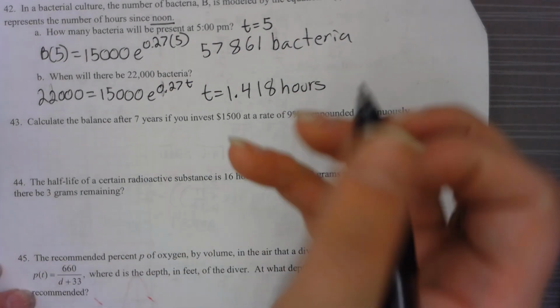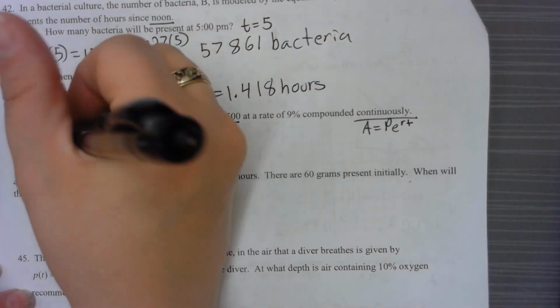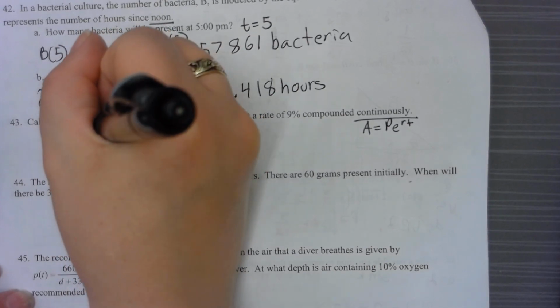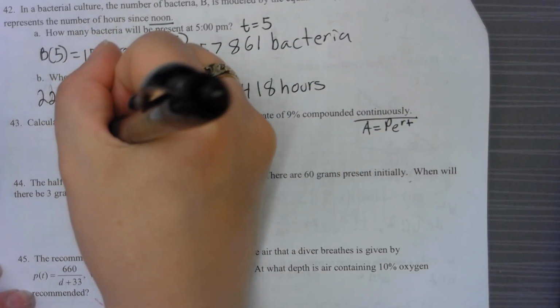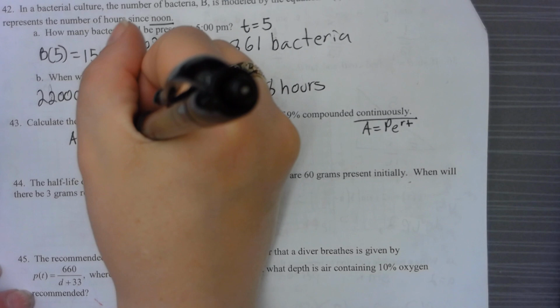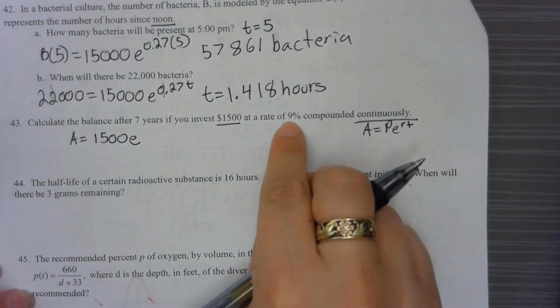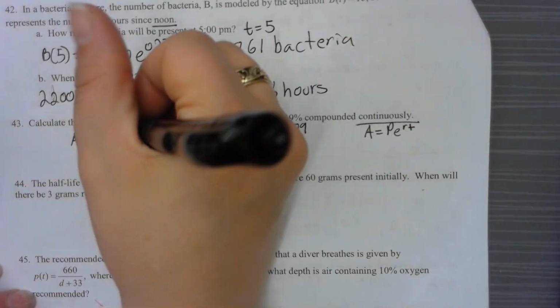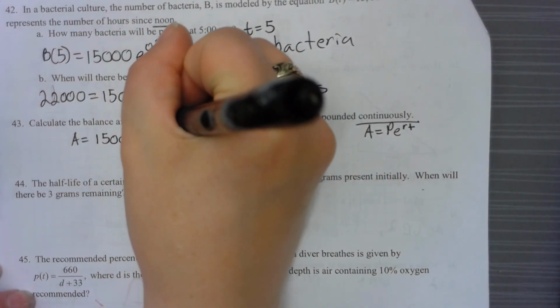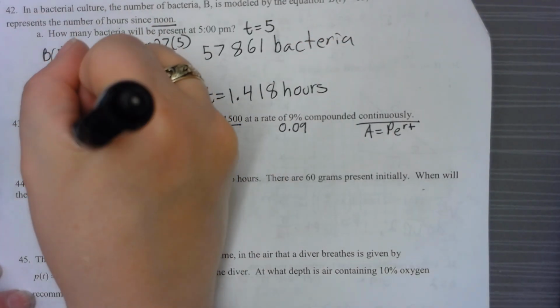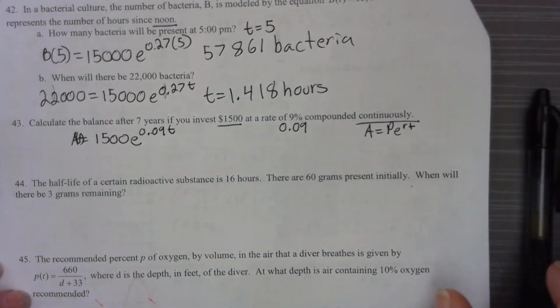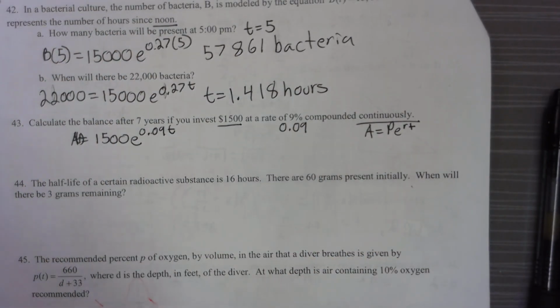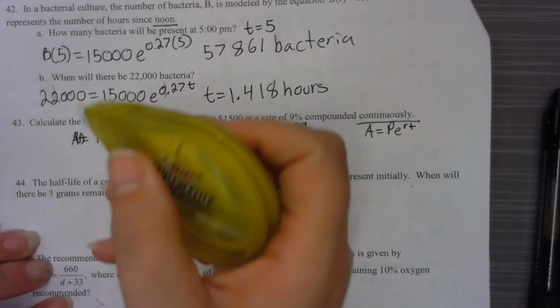So for this one, if our initial value is 15,000, our equation would be A equals 15,000 times E. It told us that we're at 9%. We want to write that as a decimal, so it's going to be 0.09 T. And we can also do A as a function of T. Actually. Right, I did that too close to it.